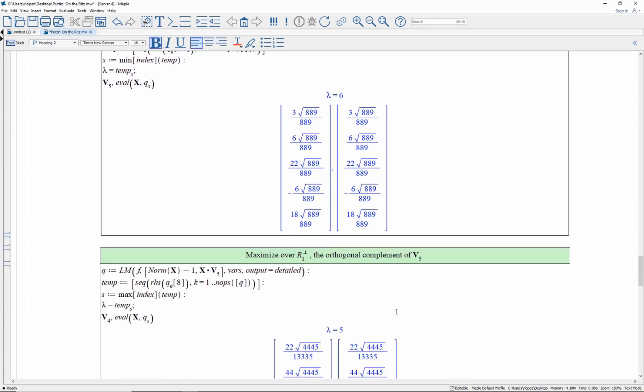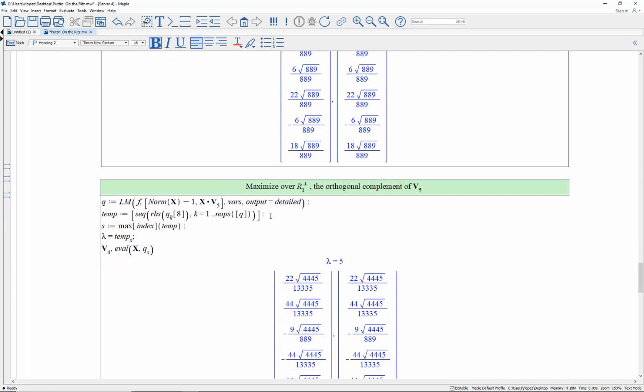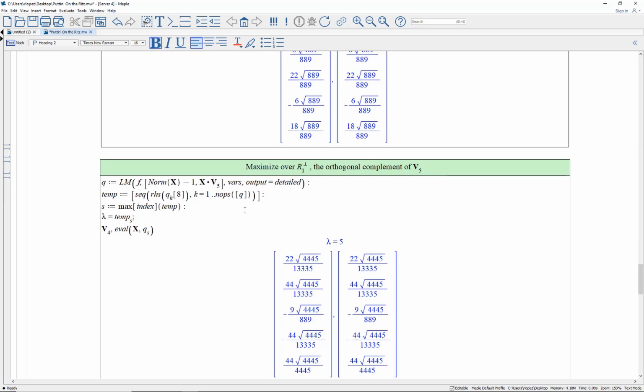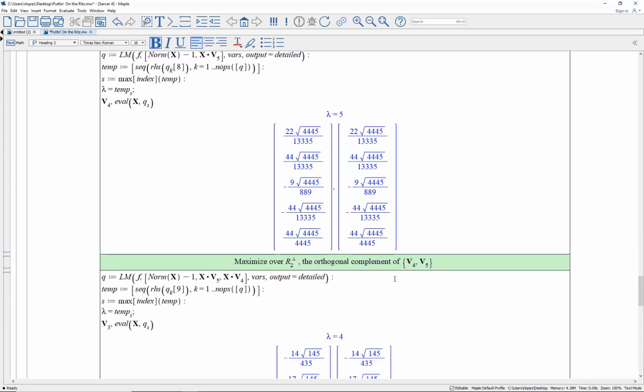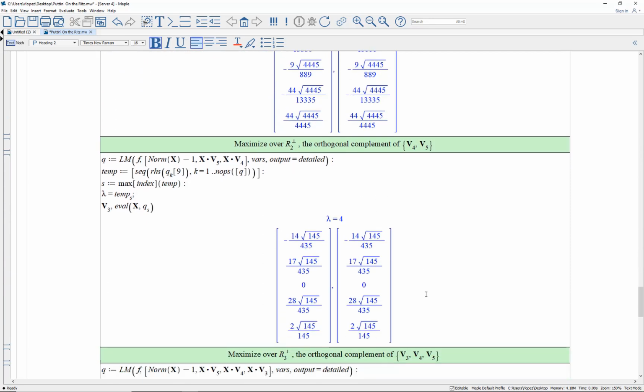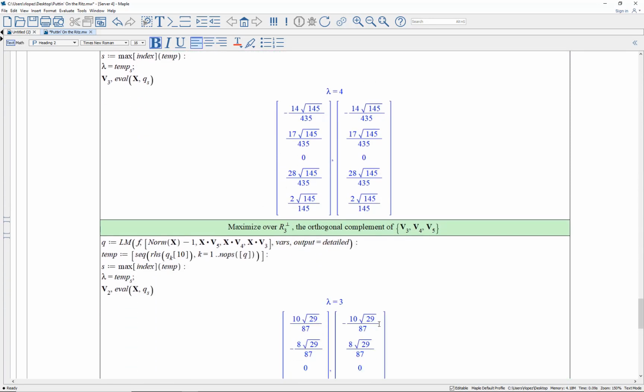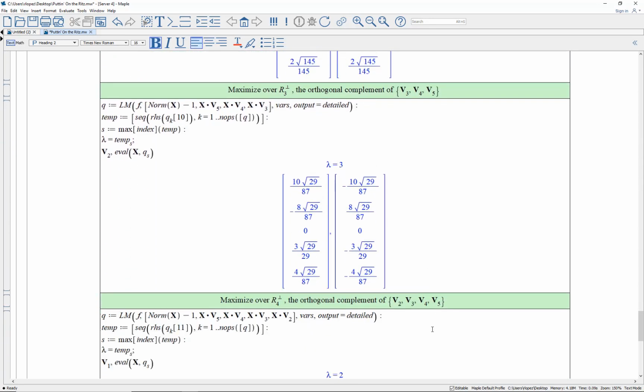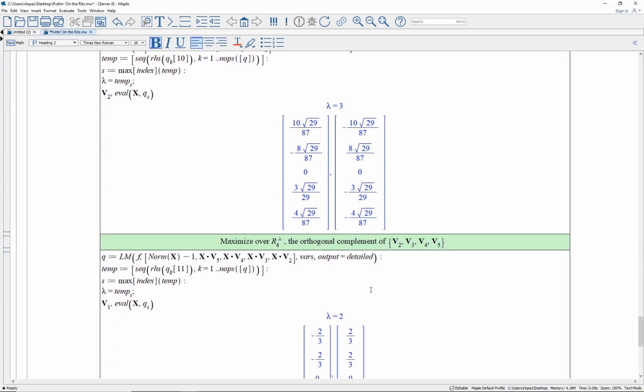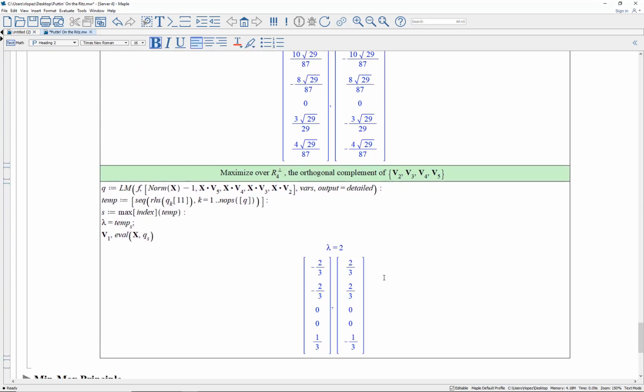I also want to maximize, so I started with the upper bunch. I take the biggest one. Here's the orthogonality condition, and I get the next lowest eigenvalue, which is 5. Then I do it with 2 of them, and I get 4. Then I do it with 3 of them, and I get lambda equals 3. And I do it with 4 of them, and I get down to the very first one. I get lambda equals 2.